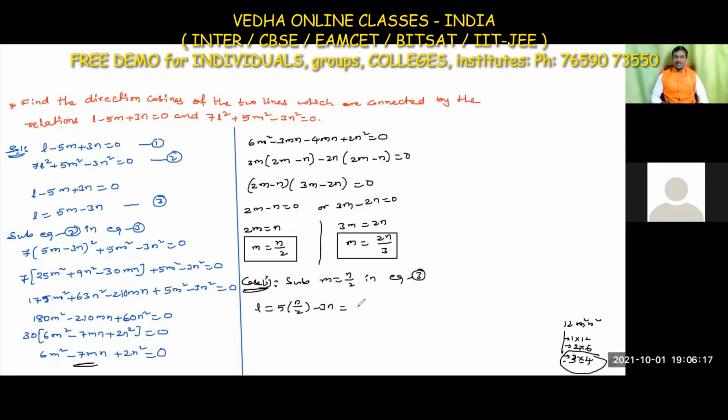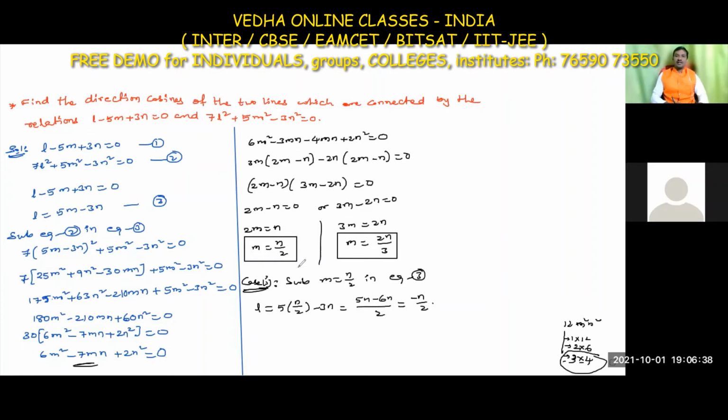Take LCM. LCM is 2. So 5n minus 2 3s are 6n, 5n minus 6n, minus n by 2. This is the L value. So we got the L value, the M value, and n means n only.